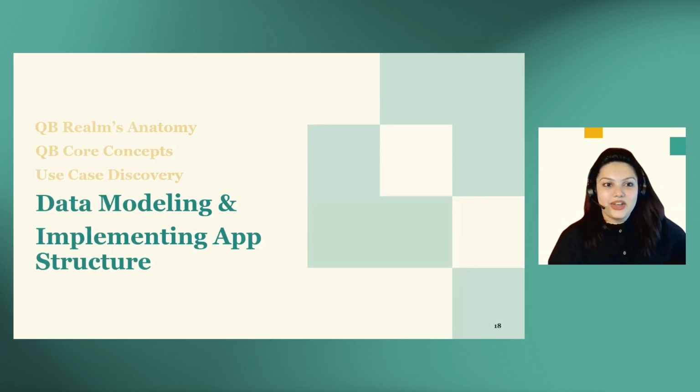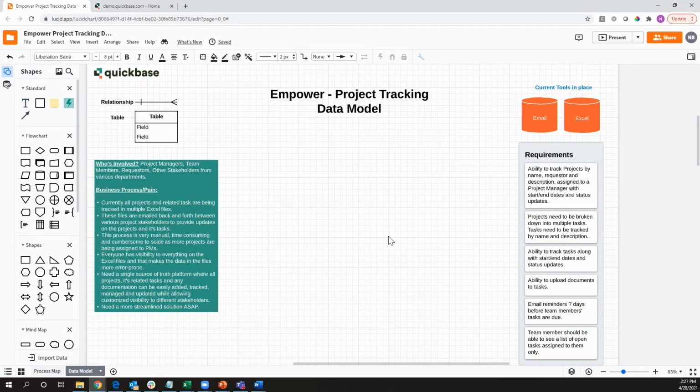All right, so I told you we were going to go really fast, so I hope everybody's still holding on to their pants, because now we're going to get into data modeling and implementing it in app structure. I've got a diagramming tool that I like to use called Lucidchart. Now, you could use any diagramming tool that you like. Maybe you don't have this in place, but here's what I like to use.